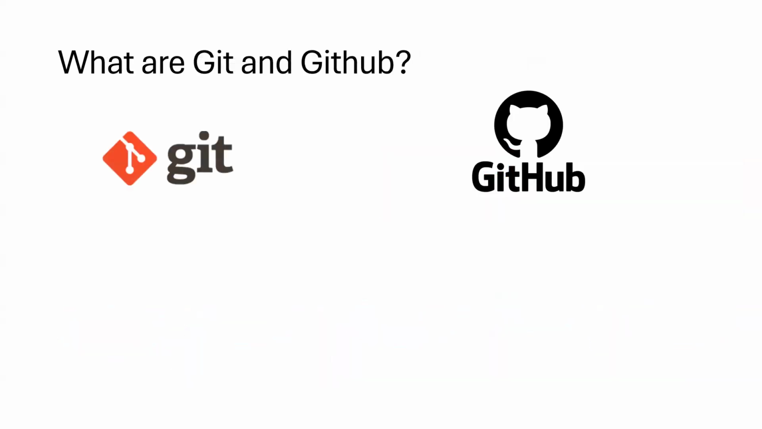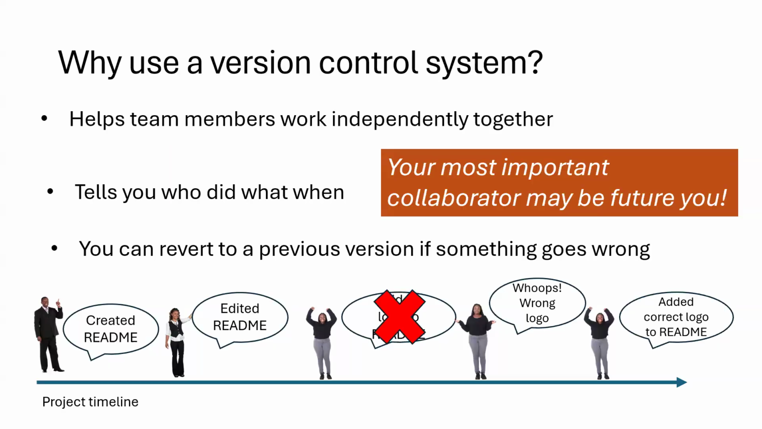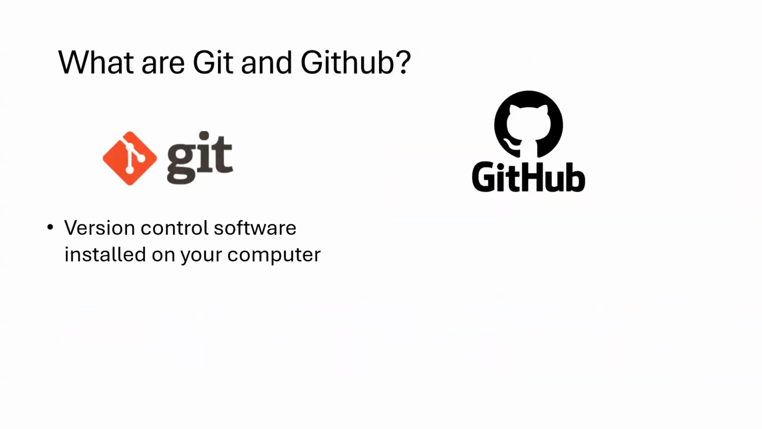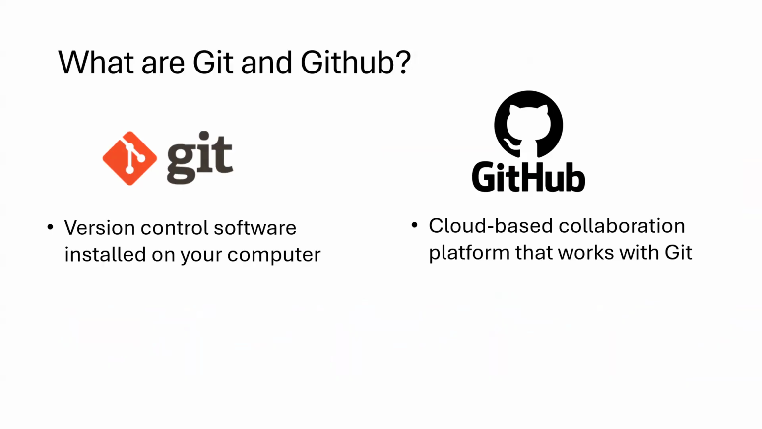So circling back to Git and GitHub, oh, wrong direction. Git is a version control software that you install on your computer. It's very lightweight, does not take up a lot of space. And GitHub is a cloud-based collaboration platform that works with Git. So similar to the way RStudio works with R, though the analogy isn't quite complete.